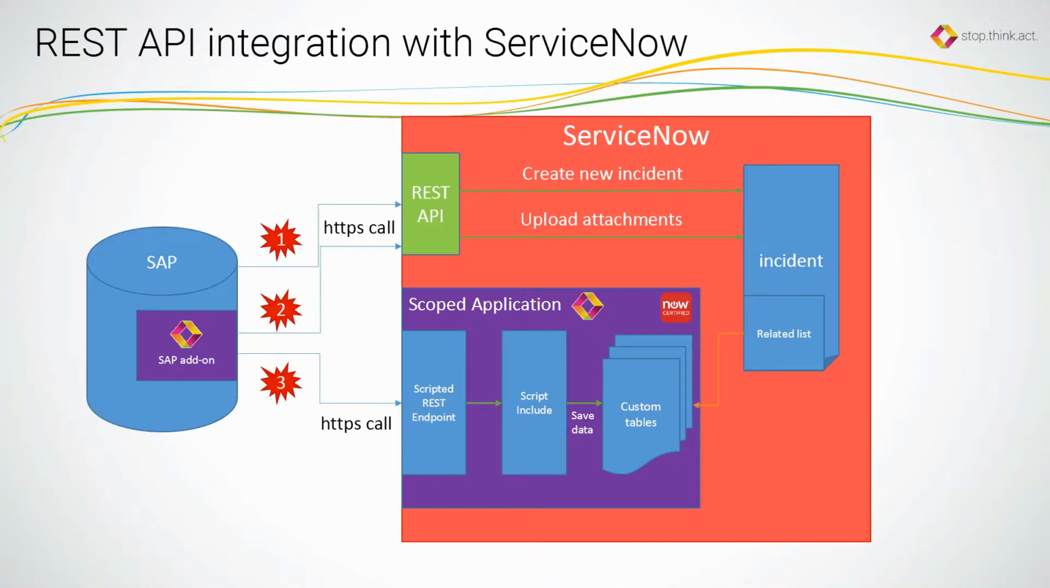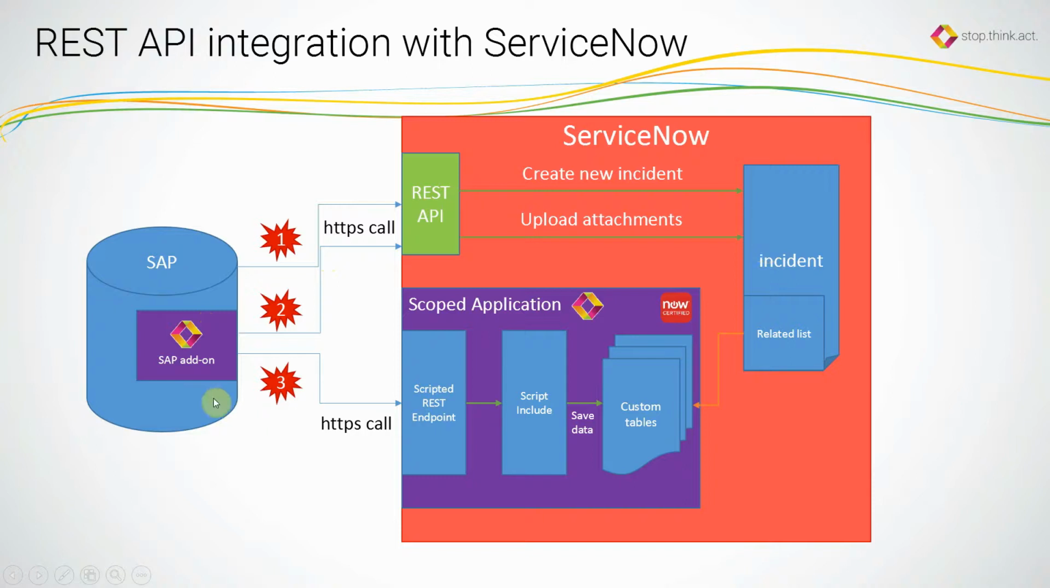And this is, I think, the last slide before the actual demo. Here you can see how this works. We have an SAP add-on in the SAP system, and when you submit an error message, first an HTTPS call is issued to the standard REST API of ServiceNow, which will create the incident. Then it returns the incident number, which is used when we generate the attachments like screenshots, PDFs, authorization reports, and so on, which are uploaded again using an HTTPS call to the standard REST API, and then all these attachments will be added to the incident.